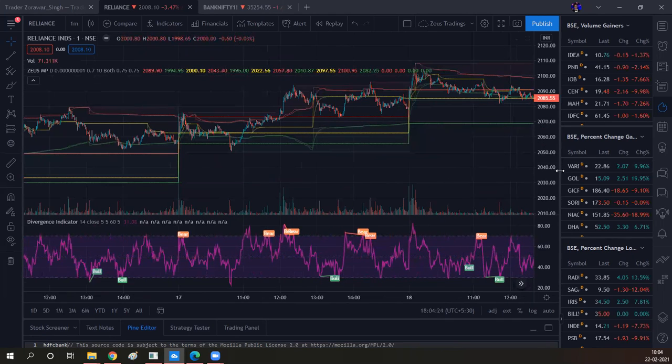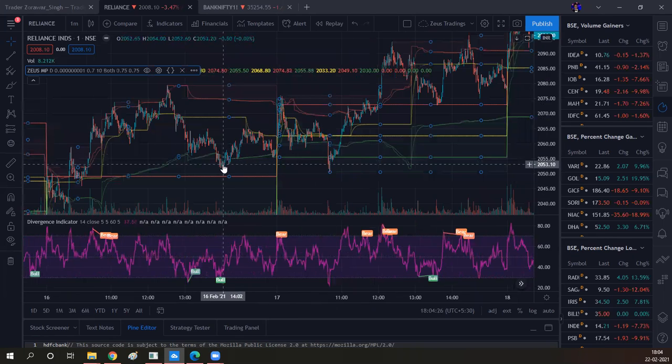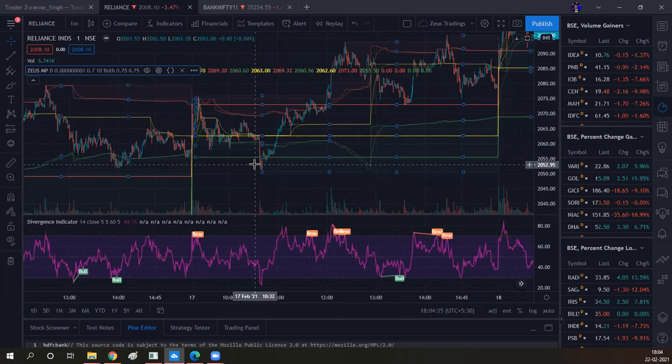For example, in this case, it took support, much higher divergence, much higher divergence. Could have made a signal. You could have just bought it. You could have bought it yourself also. I mean, it's up to you.